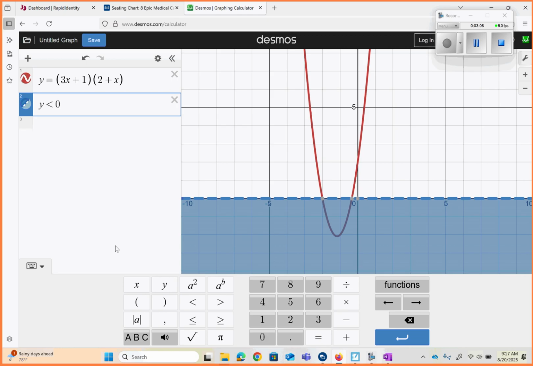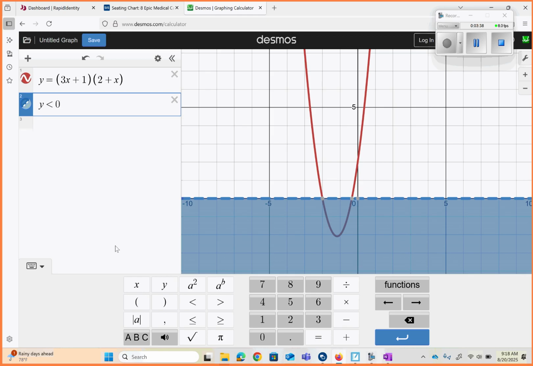Okay? So less than 0 is that blue region. So the blue region is where we want. All we're doing on here is we're indicating where in our domain that would take place. Okay?